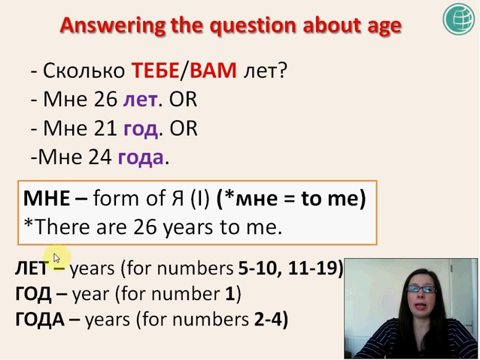but I promise that you will practice it a few times and you will never be confused. So one more time. Лет from 5 to 10 and from 11 to 19. Год only with one number, один, which means 1. And года for 3 numbers, 2, 3, 4. Сколько тебе лет? Мне 26 лет. It's an answer that you will use to answer about your age.